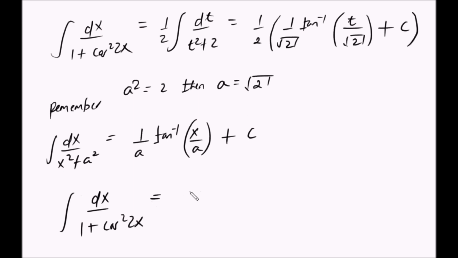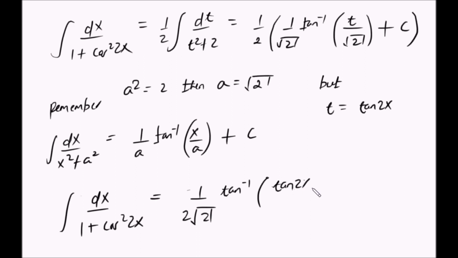So we substitute 1 over 2, and inside we'll get 1 over the square root of 2 tan inverse. Now remember at the start we introduced t, and what was it? Tan 2x. So we will have tan 2x over the square root of 2 plus c. So this is our final answer.